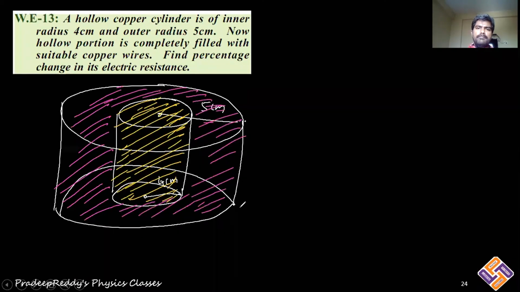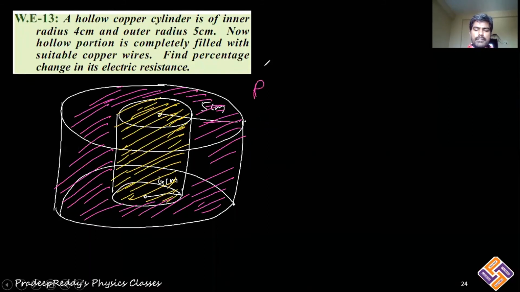This is the figure. Now the hollow portion is completely filled with suitable copper wires. Find the percentage change in its electrical resistance. So you are now supposed to find out the change in the electrical resistance. In order to find that, what will you do? And remember, it has specific resistivity rho.